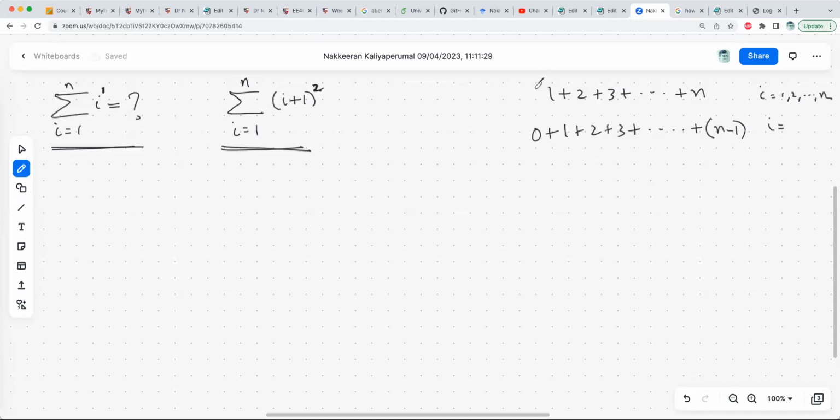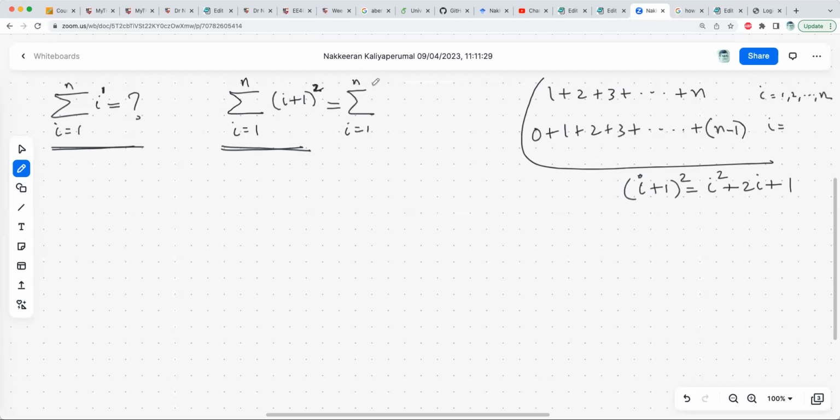Why we are starting like this will become clear. You know what (i plus 1) whole squared is, right? This is the multiplication of (i plus 1) with itself. This will become i squared plus 2i plus 1, right? Is that okay? Yes, uncle. Okay, so now write that. This will be the summation of i running from 1 to n, so this will be written as i squared plus twice i plus 1.